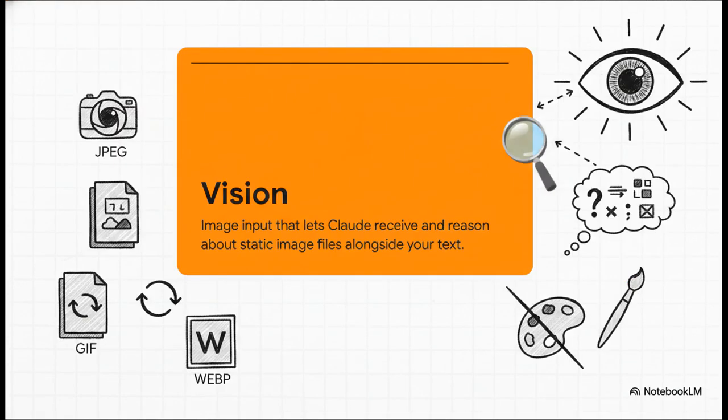So we call this feature vision. Basically, it's an image input that lets Claude receive and reason about static image files. Think JPEGs, PNGs, GIFs, and WebPs, right alongside your standard text prompts. Essentially, this gives Claude a pair of eyes to understand what's sitting in front of you. It can describe, extract, and interpret all that trapped data. But keep in mind, it works in one direction only. Claude has eyes to read, not a paintbrush to draw. It doesn't actually generate or edit images.